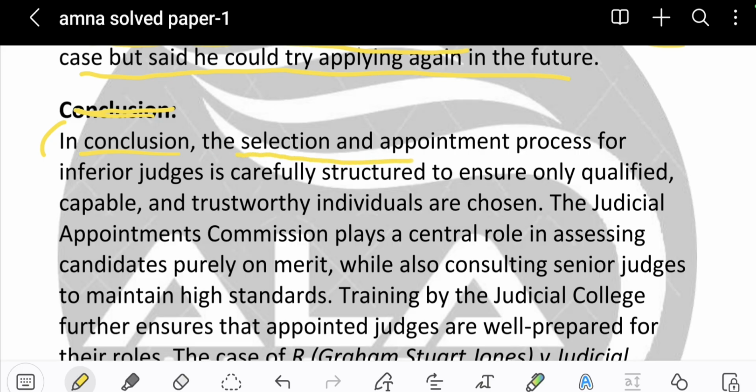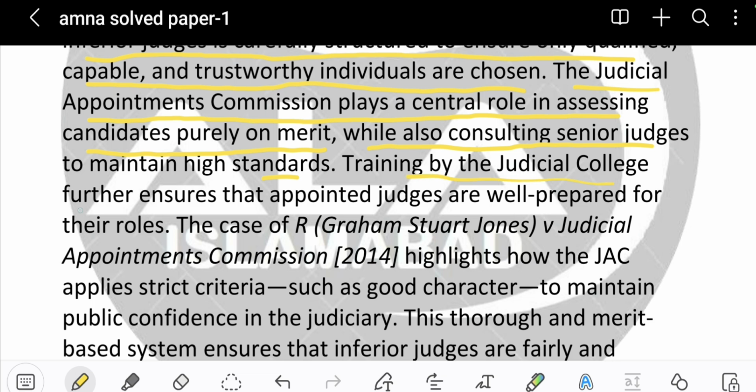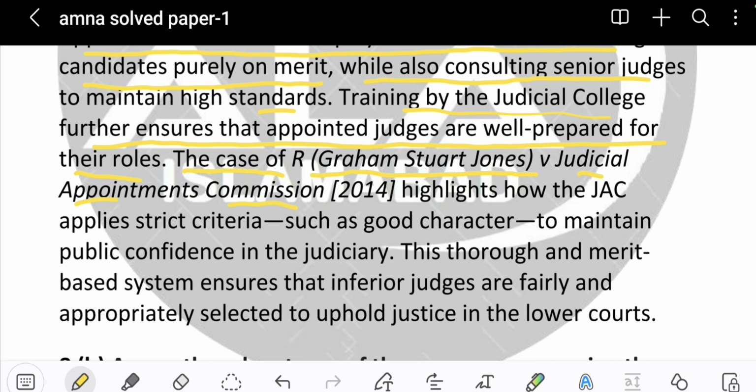In conclusion, the selection and appointment process for inferior judges is carefully structured to ensure only qualified, capable, and trustworthy individuals are chosen. The Judicial Appointments Commission plays a central role in assessing candidates purely on merit, while also consulting senior judges to maintain a high standard. Training by the Judicial College further ensures that the appointed judges are well prepared for their roles. The case of R (Graham Stott Jones) versus Judicial Appointments Commission 2014 highlighted how the JAC applies strict criteria such as good character to maintain public confidence in the judiciary.